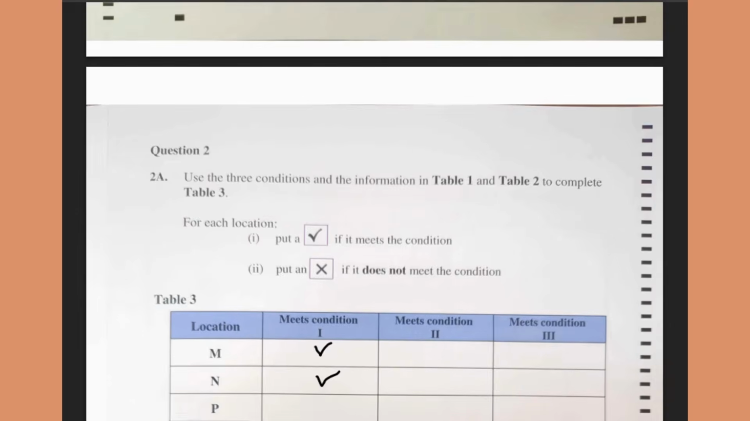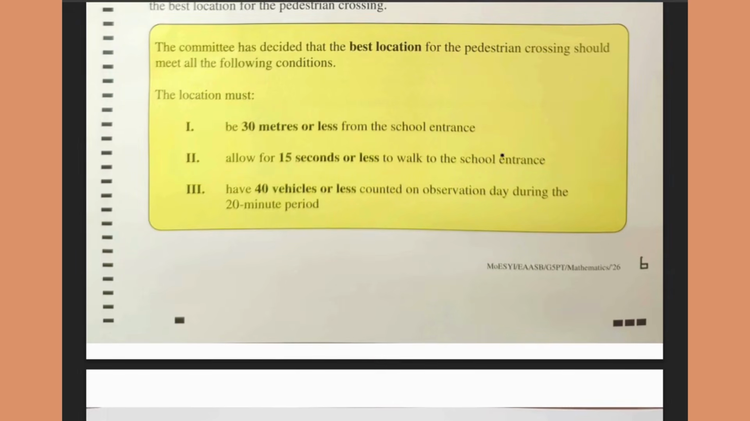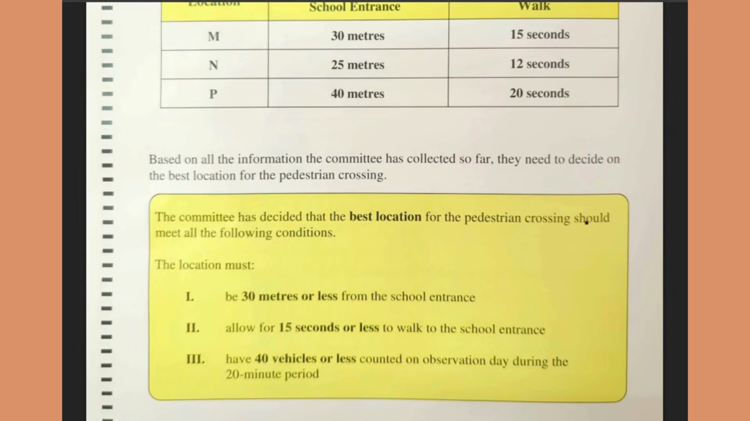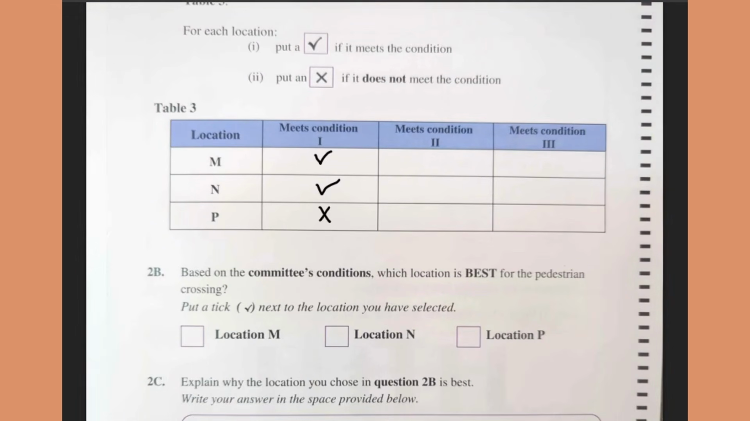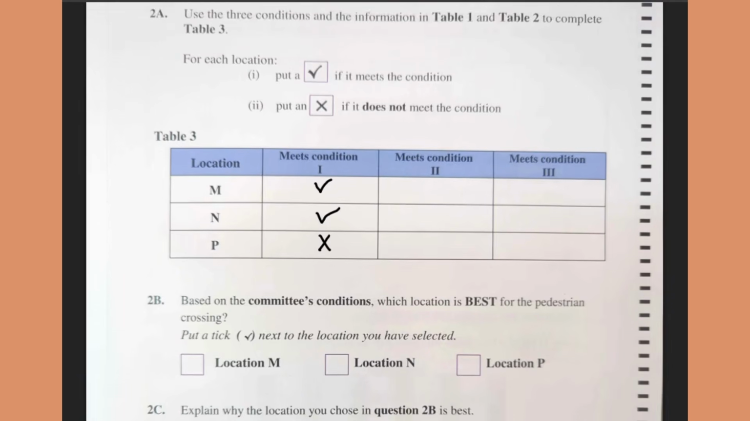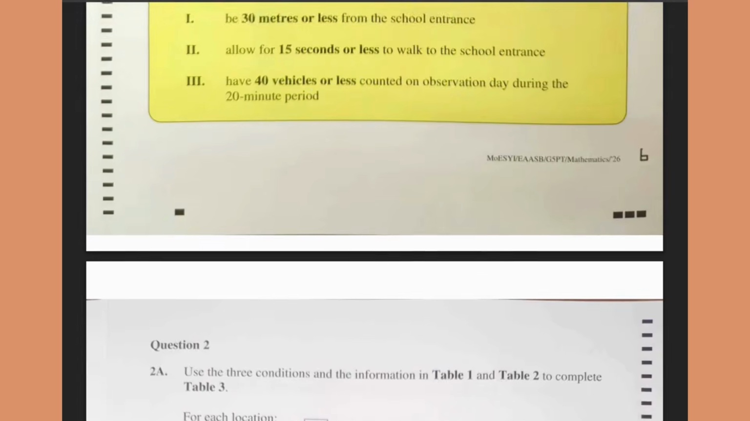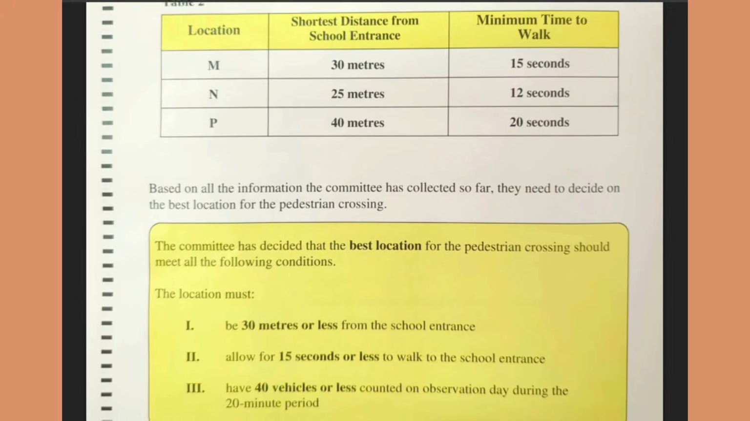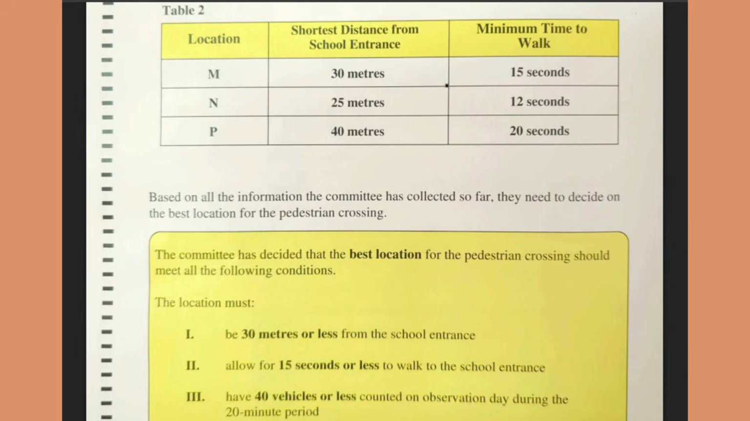Let's look at location P. 40 meters. No, it does not meet the criteria. Okay, let's look at condition 2. Allows for 15 seconds or less to walk to the school entrance. Let's begin with location M. 15 seconds or less, yes.